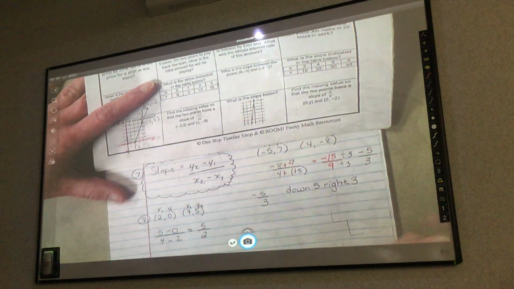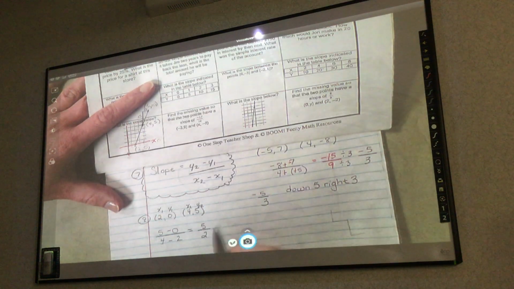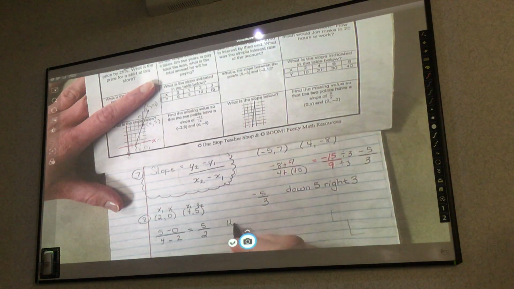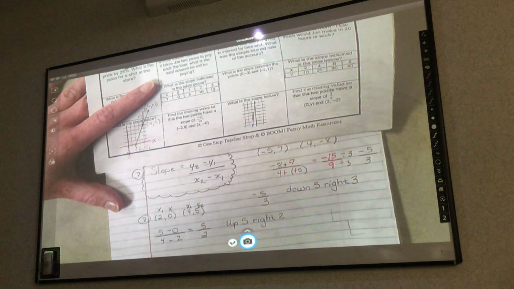Don't change slope to a mixed number. Leave slope a fraction. So this means it goes up 5, right 2. What if my, let's just come up with this one.